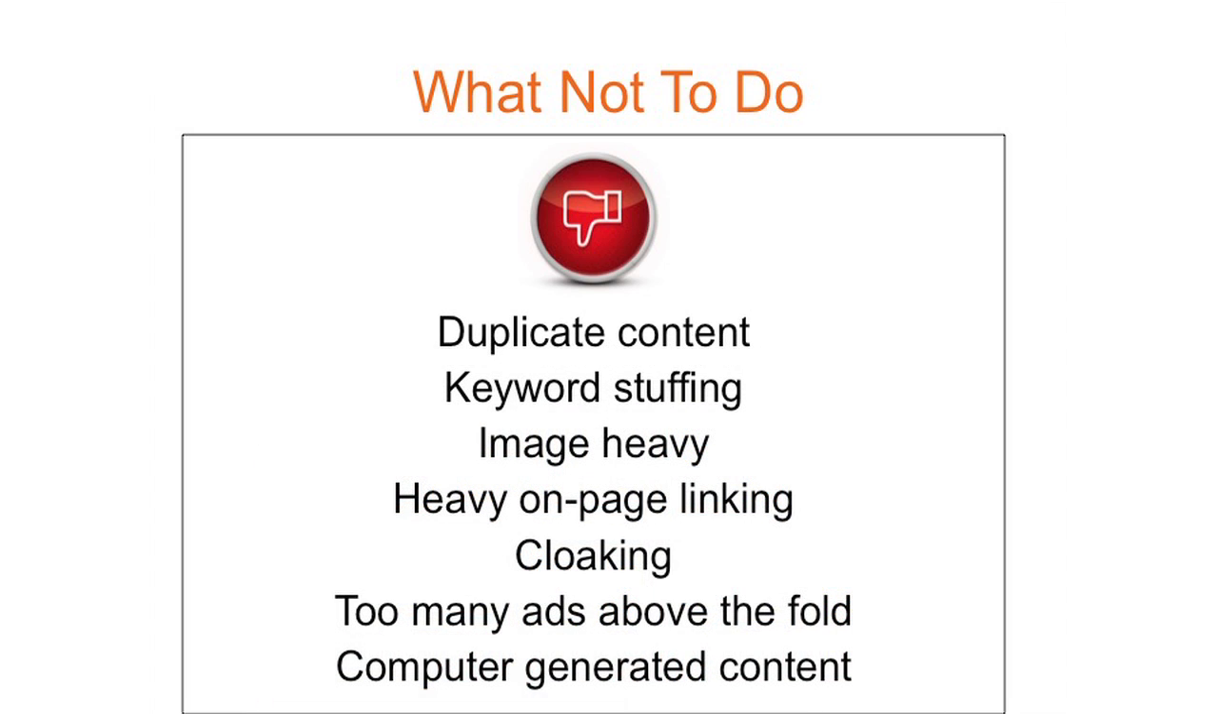Computer-generated content is also something that should not be done. What this is, for example, is taking blocks of content on your website, changing out a keyword or a geo, mass-producing that, and putting that throughout your website. It's not unique, it's not user-friendly, and the search engines can see that.